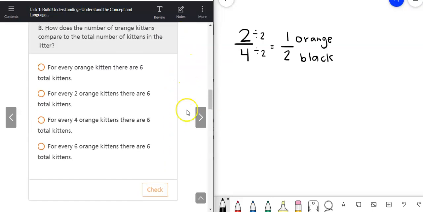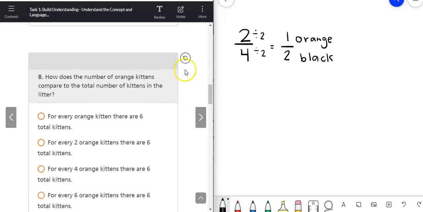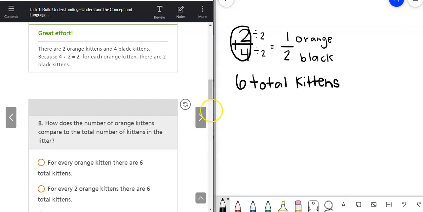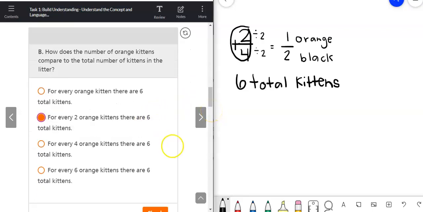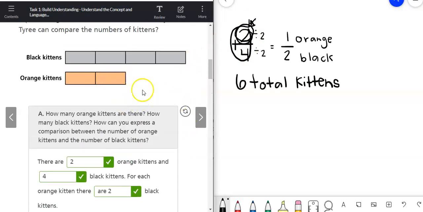So how does the number of orange kittens compare to the total number of kittens? If we have right here 2 orange, 4 black, and I add those together, I get 6 total kittens. And it says how many orange kittens compare to the total. So we had 2 orange kittens. So for every 2 orange kittens, there are 6 total kittens. I know that it's 2 because we wrote 2 right here, because there were 2 orange kittens showing up right there.